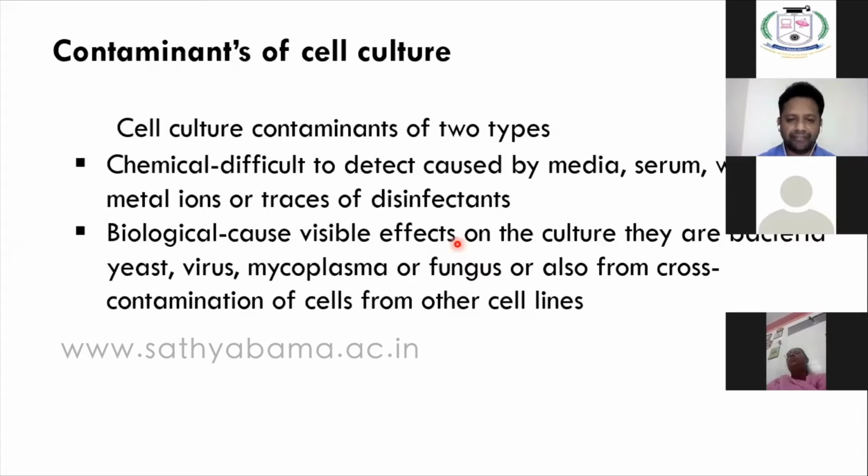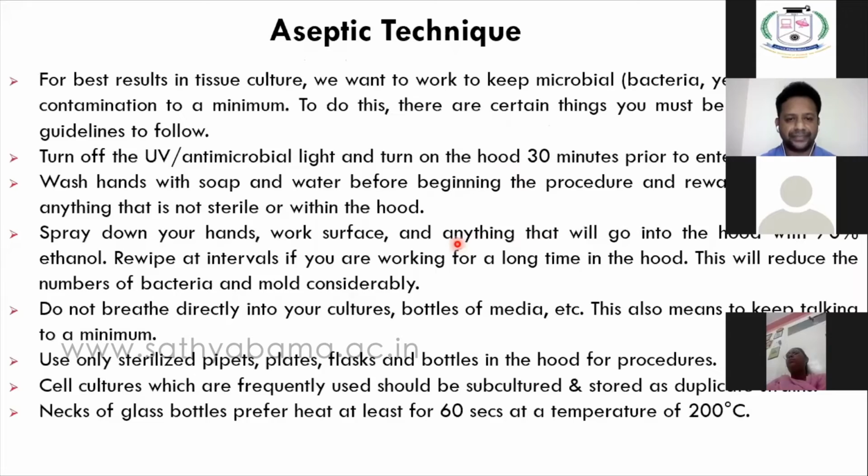So the main enemy is the contaminants. The bacterial, viral, and mycoplasma are the basic contaminants in cell culture. And if you are preparing the media by yourself, you can find metal ions in the water. Also, if you are cleaning the vessels, there will be disinfectants from the detergents you are using. So better you go for ready-made pipettes or whatever you are using for cell culture.